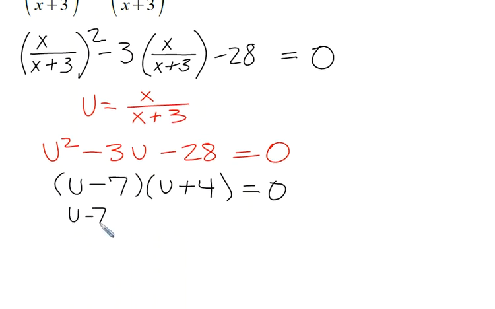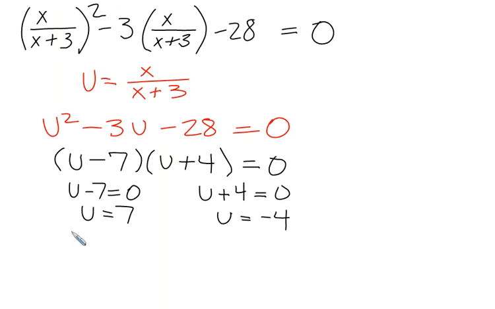So we would have u minus 7 is equal to 0, which gives u equals 7. Or u plus 4 is equal to 0, which gives that u is equal to negative 4. Then we have to go back and actually solve for x. So we would say x over x plus 3 is equal to 7, and x over x plus 3 is equal to negative 4.